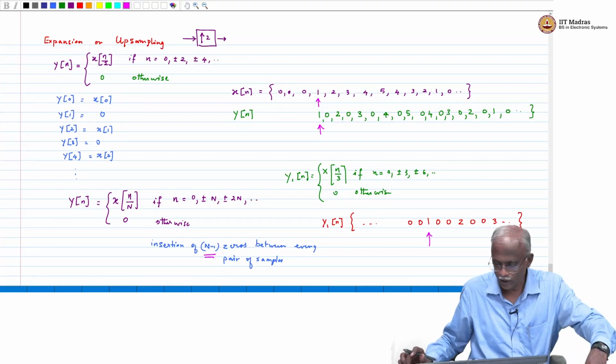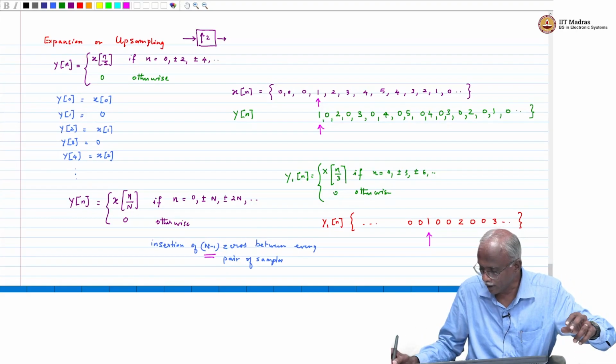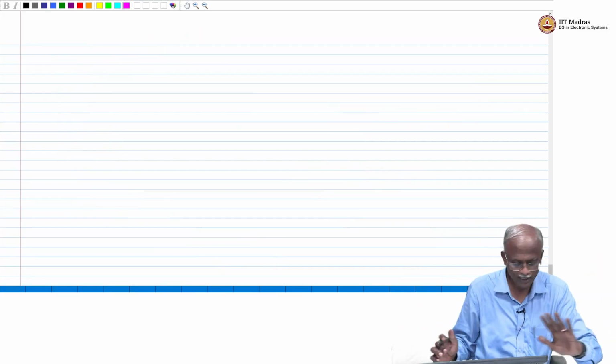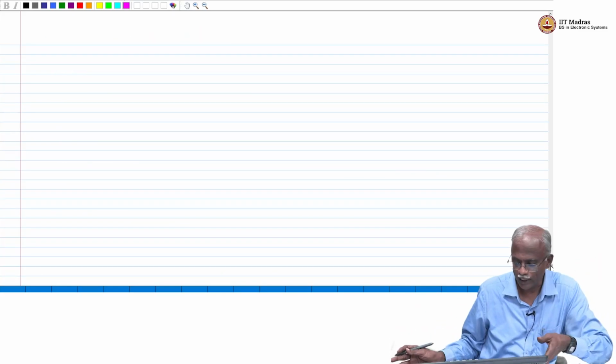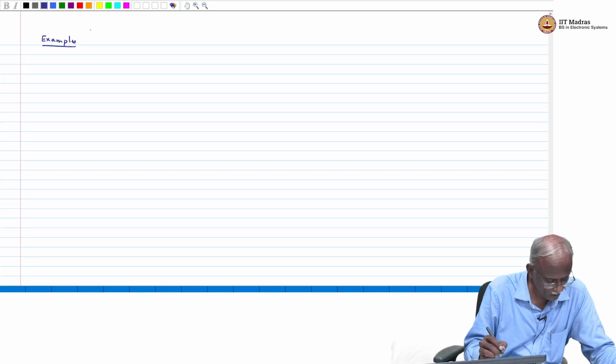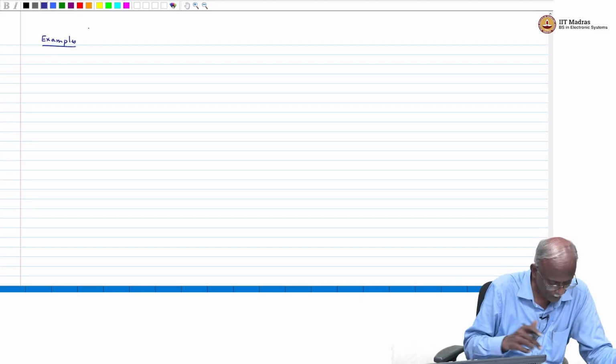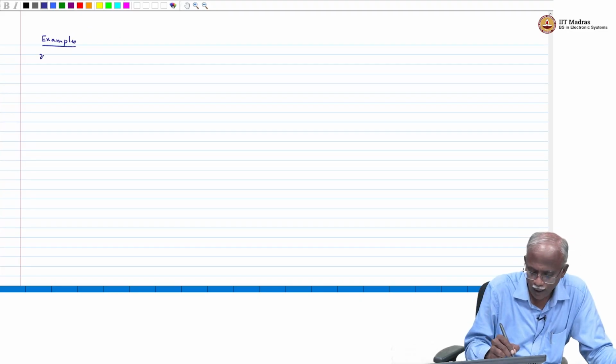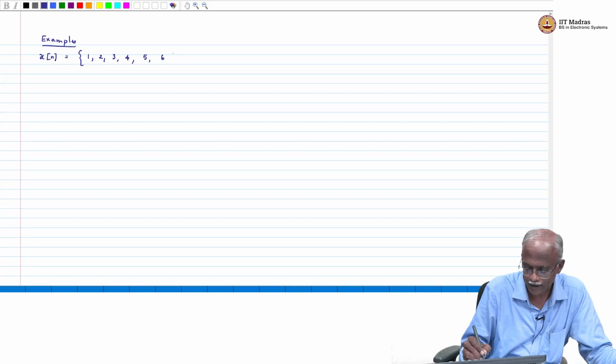All right. So, now comes our ability to combine all the operations that we have studied, and this is a very useful example and an exercise. So, let us look at an example which will combine all of the tools that we have developed so far in terms of operations on the sequence. So, I am going to define a finite length sequence which is given by 1, 2, 3, 4, 5, and 6. The origin is at 3.